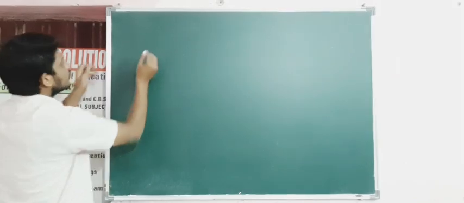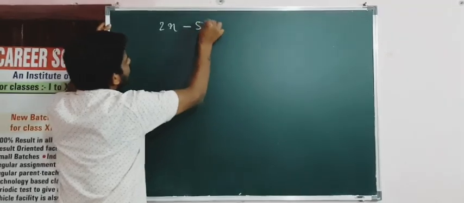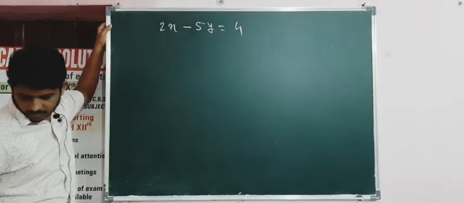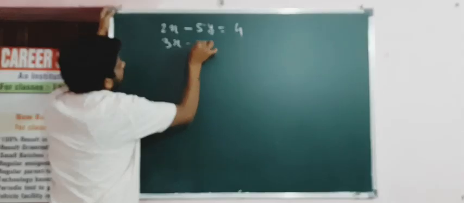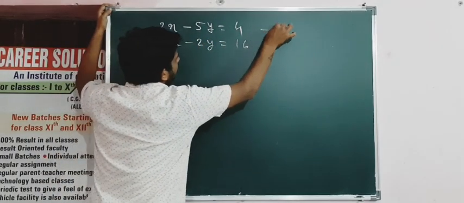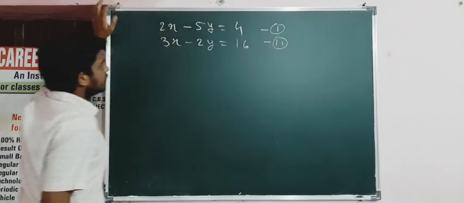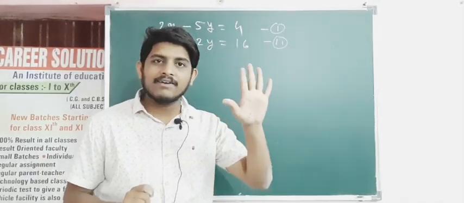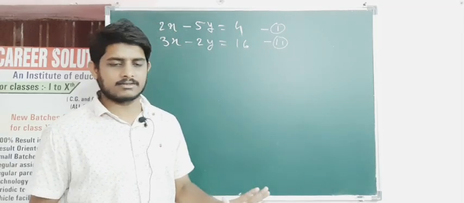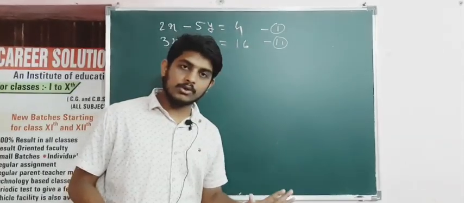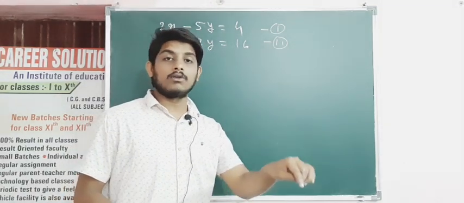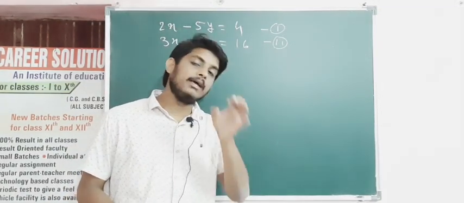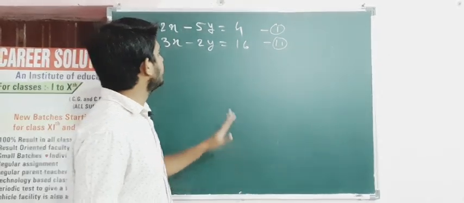Okay, so there is one question: 2x minus 5y equals 4, which is equation number 1, and 3x minus 2y equals 16. We have two equations. Now you have to take the decision which variable you are going to eliminate. I have taken the decision; you can take any decision. It does not depend on me, you do not have to eliminate the same variable. It's not at all a compulsion. So I have taken the decision to eliminate variable y.